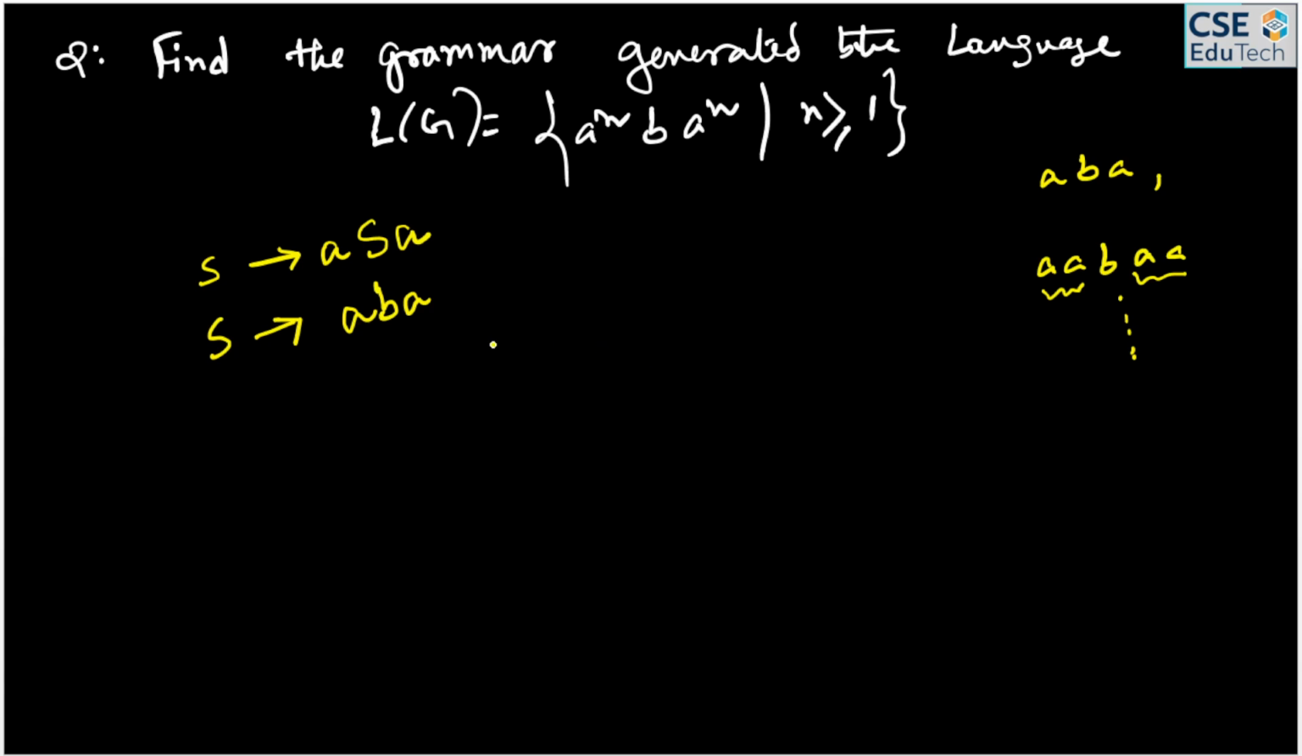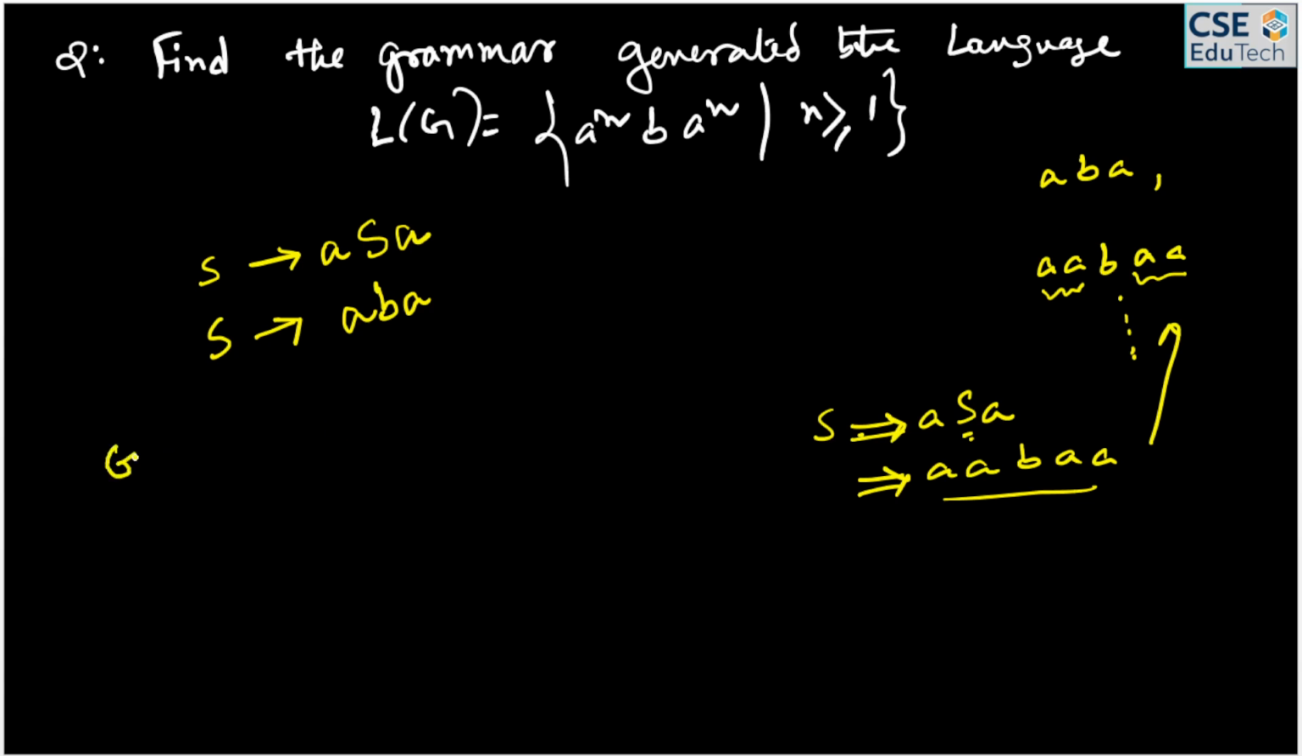How? Look here, suppose we want to generate this string a b a. First we will start from here, S to a S a, right? S to a S a, and then we replace this S by a b a. So a b a, you generate this, right? So this sentence a b a is generated. So we can give a precise answer like that.